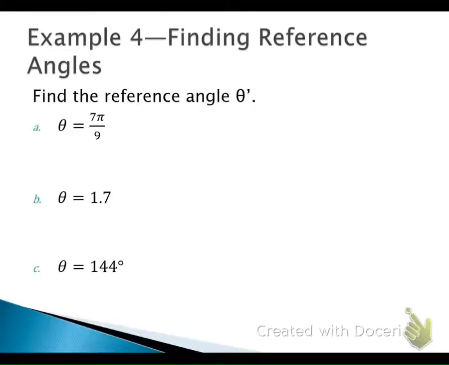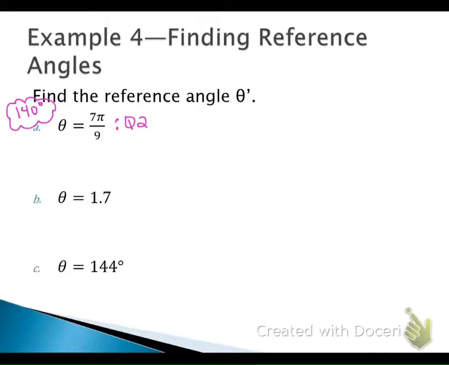Okay, in example 4, we just want to find that reference angle. So radians I know are still pretty tough on y'all. So sometimes it's easier if you take the radians and you change them to degrees. So if I've got theta is 7 pi over 9, remember you can convert that to degrees by multiplying by 180 over pi. So when you do that, you find this angle right here is equivalent to 140 degrees. So we know that since it's 140 degrees, this is going to be in quadrant 2.